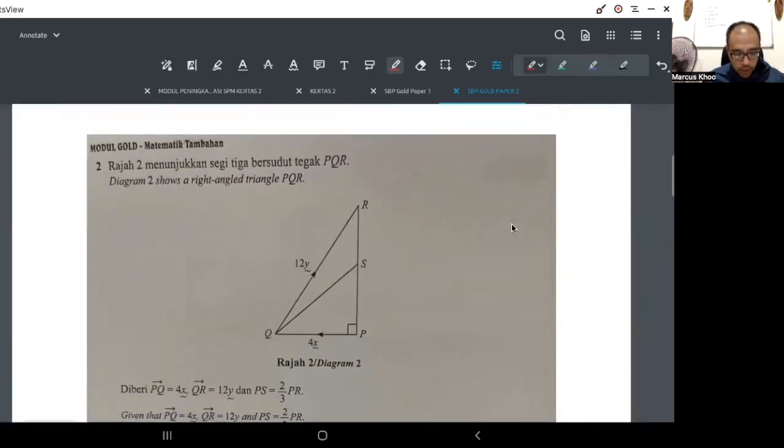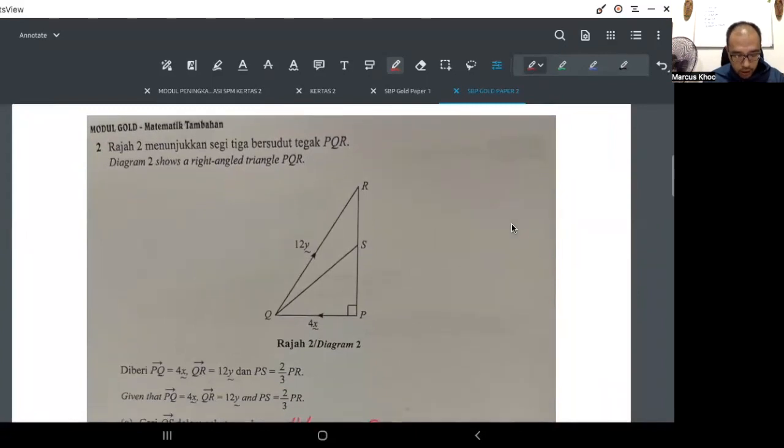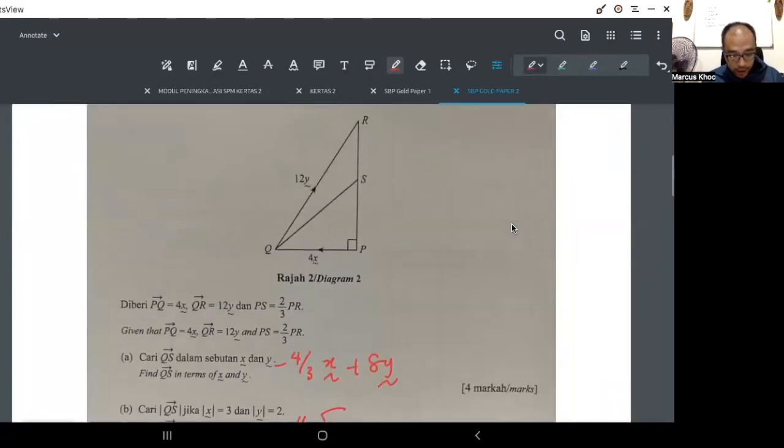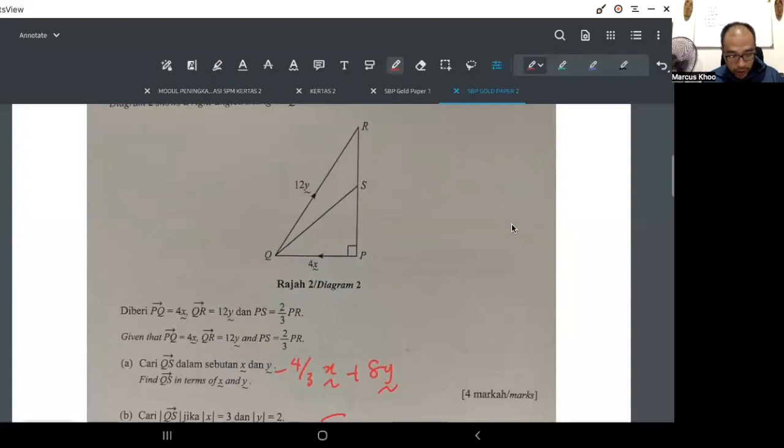Number 2 shows a right angle triangle PQR. Everything is given over there, 4x, 12y, and then PS. So PS equals 2 over 3 PR. Remember to bring the PR across, so PS over PR equals 2 over 3. This gives us a better view: PS is 2, PR is 3, therefore RS is 1. I think that's this one.